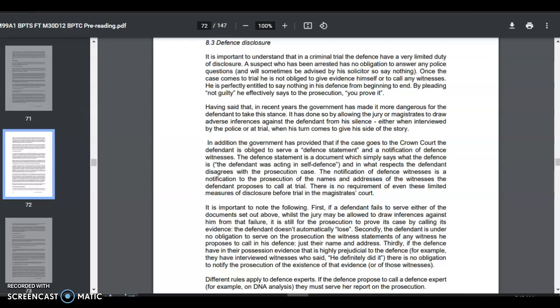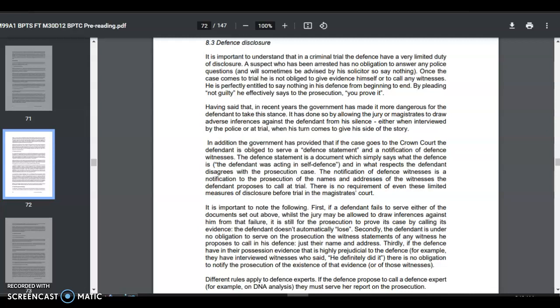So the first thing that happens when the police arrest a person is that he is given the right to stay silent, because anything he may say shall be used against him in a court of law. Once the case comes to trial, he is not obliged to give evidence himself or to call any witness.